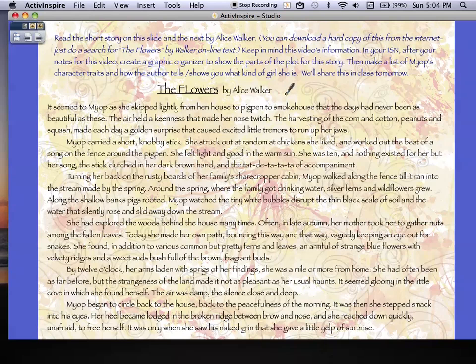Keep the video's information in mind, and in your ISN, after you've listened to the story, create a graphic organizer to show the parts of the plot for this story. Then see if you can describe Myop's character. We'll share this in school tomorrow.